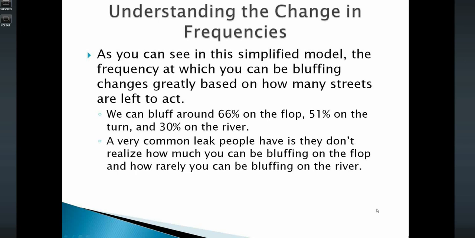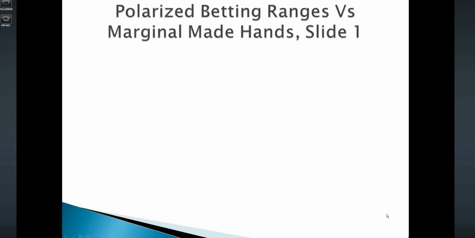Even if you don't memorize all the frequencies, which isn't something you need to do, you need to understand you're allowed to bluff a lot on the flop, a medium amount on the turn, and not very much on the river. The more streets there are left to act, the more you're allowed to be bluffing, because on each additional street, you bluff a little bit less, and finally you get to the last street, in this case the river, with a very balanced range. So bluff a lot at the beginning, and then don't bluff very much at the end when you're on the final street.